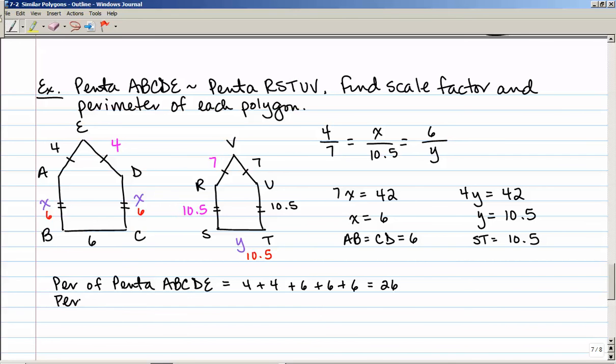That perimeter of pentagon RSTUV is going to be 7 plus 7 plus 10.5. Actually, I could have written this as 10.5 times 3, but let's go ahead and add them all up. And that ends up being 45.5. Okay? And then we have to know the scale factor. So that's the perimeter of each polygon, 26 and 45.5.